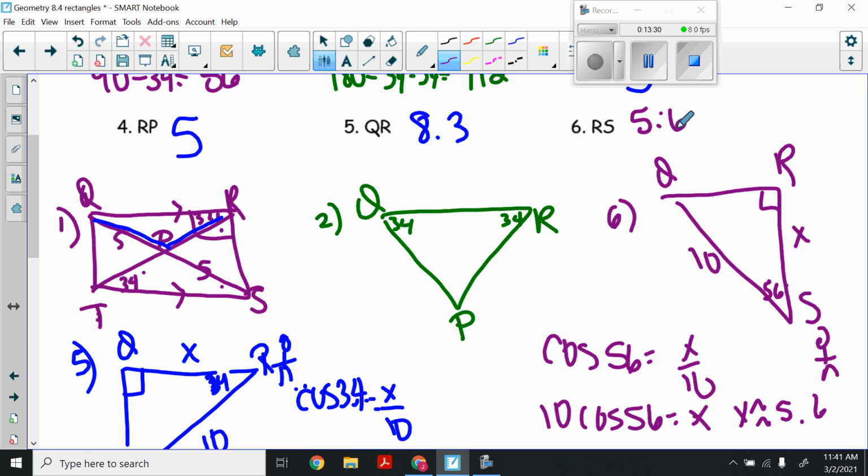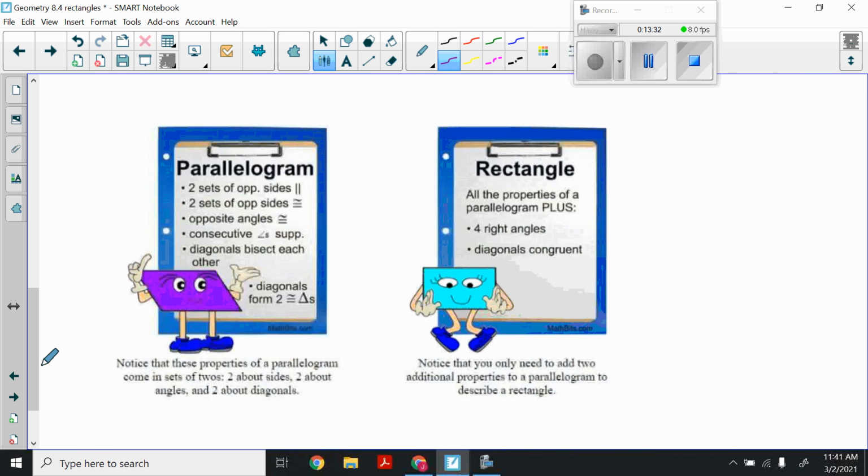Right, so as promised, the end of the notes, everything that we need to know. Parallelogram, 2 sets of opposite sides parallel, 2 sets of opposite sides congruent. Opposite angles are congruent. Consecutive angles are supplementary. The diagonals bisect each other, and diagonals form 2 congruent triangles. Notice that these properties of a parallelogram come in sets of 2. 2 about the sides, 2 about the angles, and 2 about the diagonals.